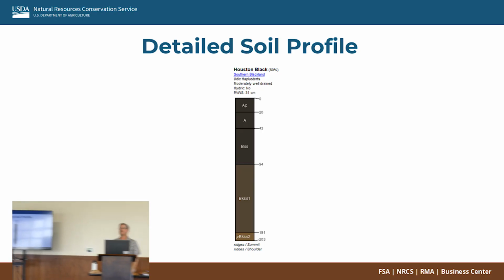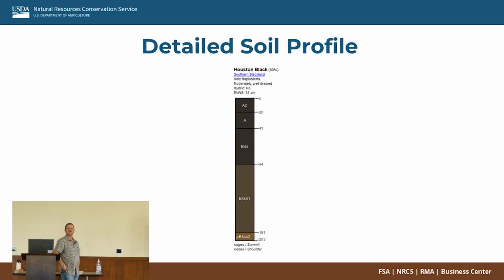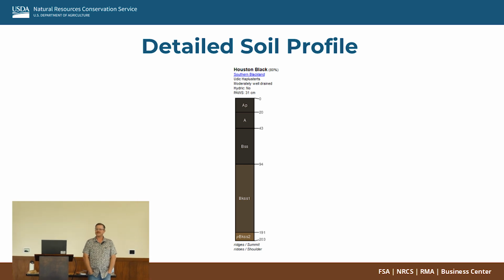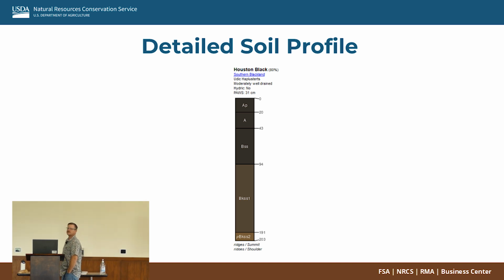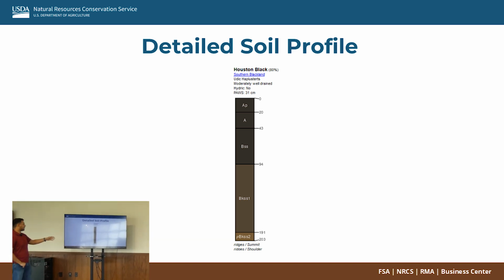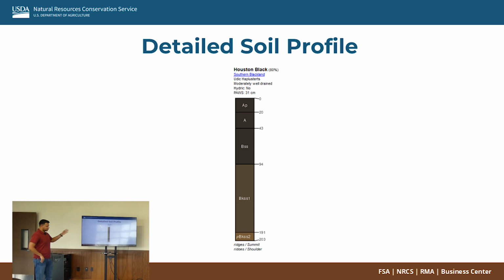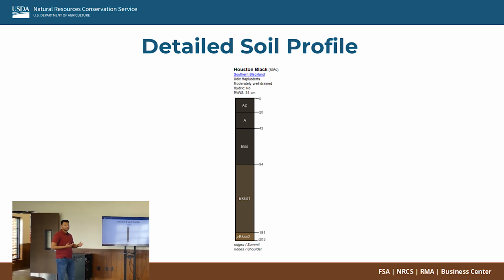So what is the state soil of Texas? Anybody know the state soil? Anybody know the state bird? All right. Well, there's a state soil. So Houston Black is the state soil of Texas. Houston Black. Yes. I included this slide just to show that a simple soil profile isn't usually what you see.